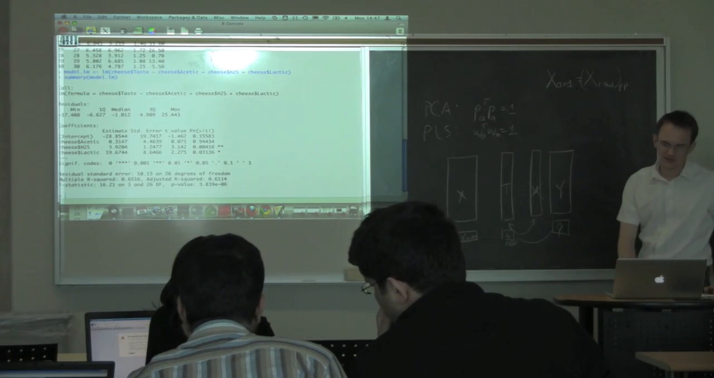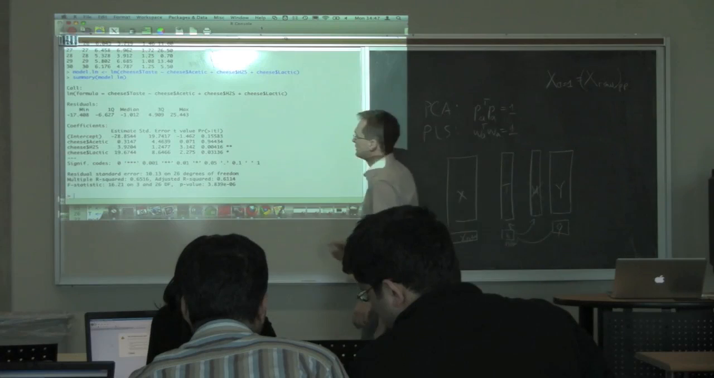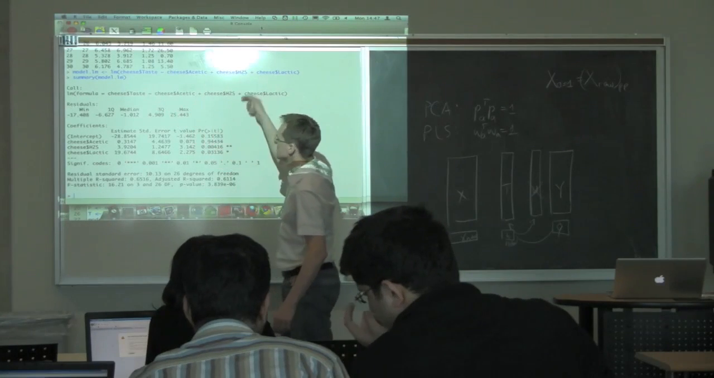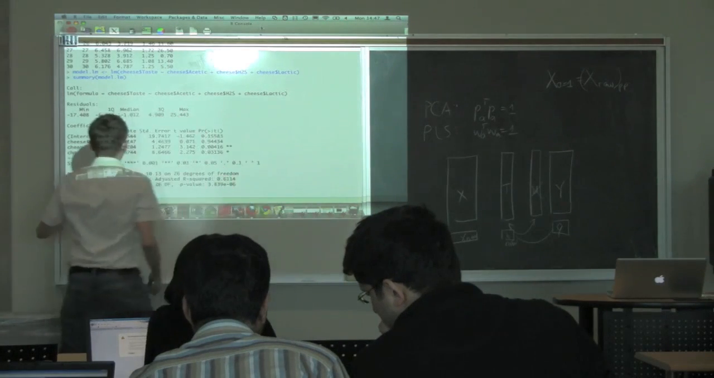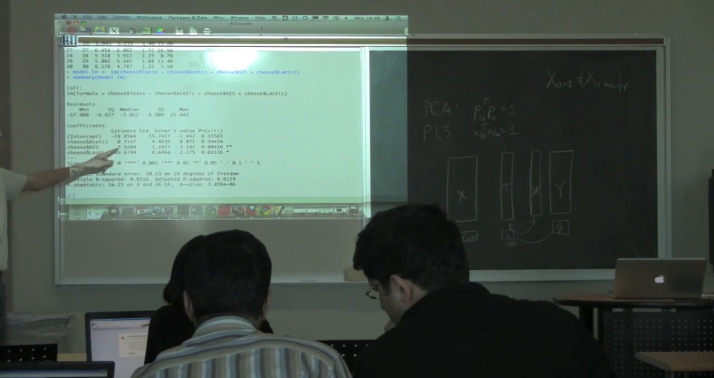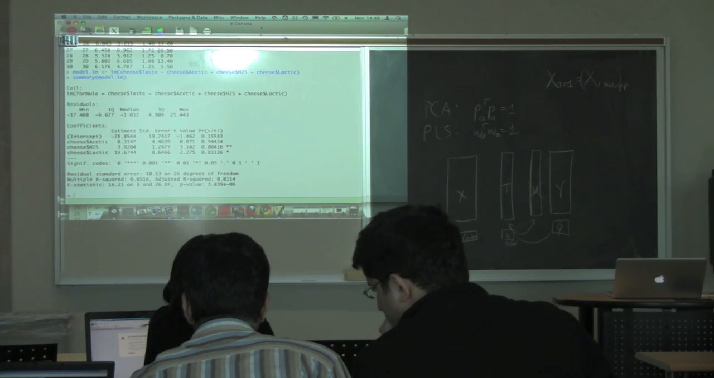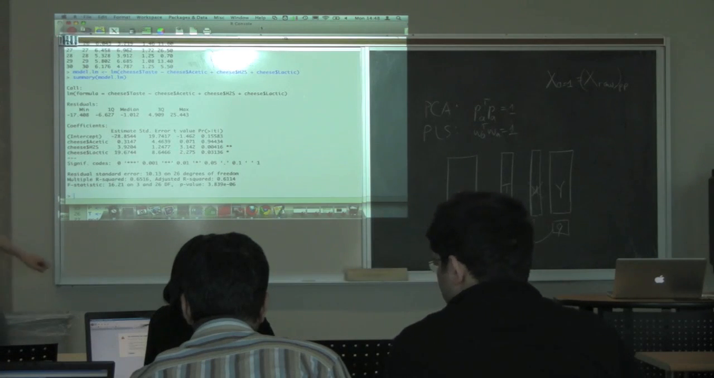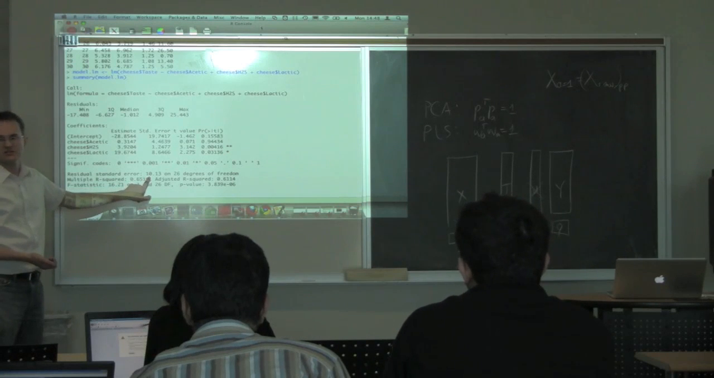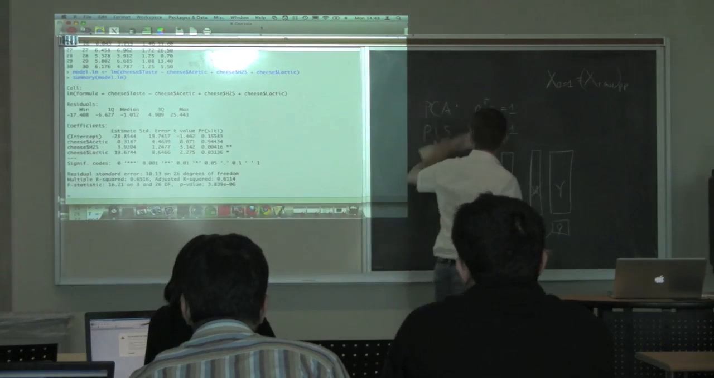And it's showing us here, let's take a look. I've tried to predict taste from these three x's. The coefficients of the model show that acetic acid, H2S and lactic acid all have positive coefficients. So they're all positively related to taste, which is good. That's what we expected. The standard error is 10 units. And the R squared is 65. So let's just keep track here of what's going on.